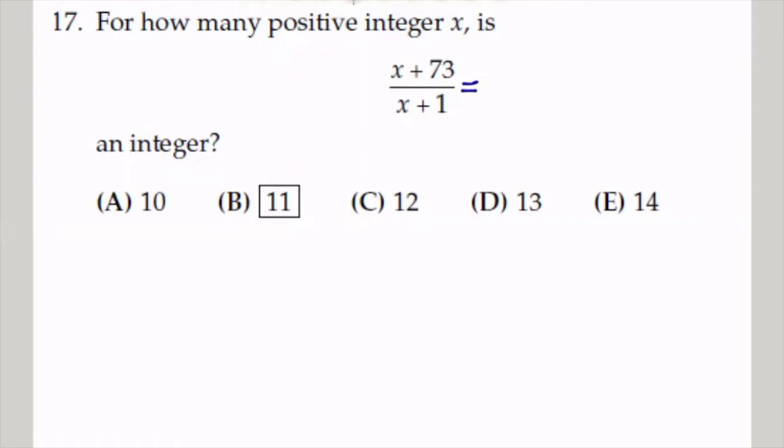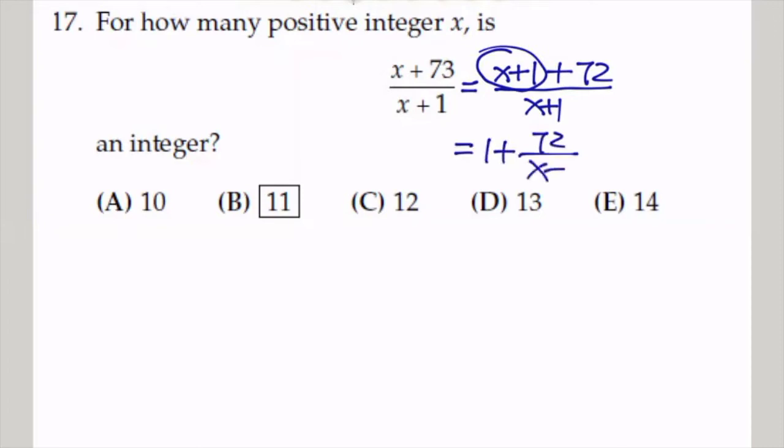For the numerator, we can try to take out the part that would give us an integer. We see that the denominator is x plus y. So for the numerator, we find x plus y and the remaining one. This gives us 1 plus 72 over x plus 1, right? As long as 72 over x plus 1 is an integer, then the whole thing is an integer, right? Okay, we also notice that x has to be a positive integer.